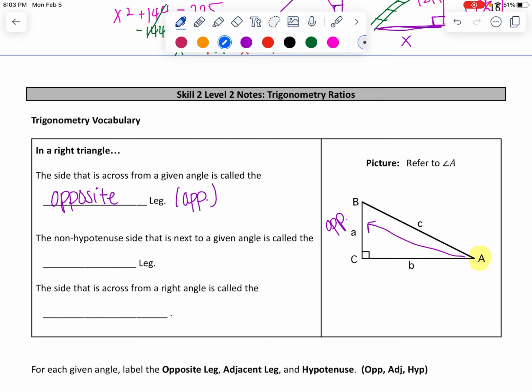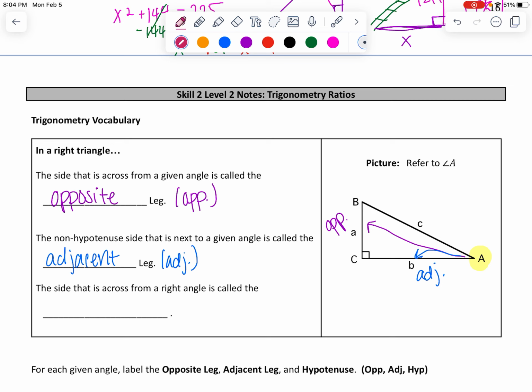It then says the non-hypotenuse side that is next to a given angle is going to be called the adjacent leg. We've heard this word before, when we were learning about angles in our angle unit. This here is just used in a different sense. We all know that your hypotenuse is going to be across from your right angle, so in this case it's the side BA or AB, and it's also this little c. But it's talking about the non-hypotenuse side that is next to that given angle of A. That is going to be this side of B. That is your adjacent side.